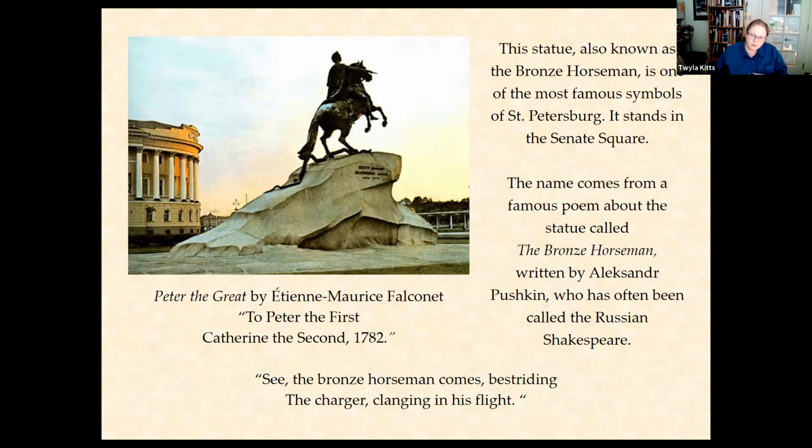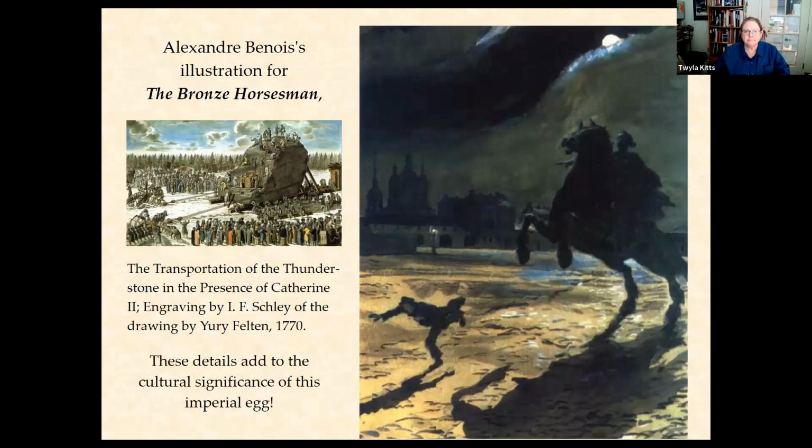This is a line from The Bronze Horseman by Pushkin. "See the bronze horseman comes, bestriding the charger, clanging in his flight." And in the poem, the bronze horseman actually comes to life, and he chases the hero of the poem through the streets of St. Petersburg. It's very compelling. This is an illustration from one of the many publications of this.